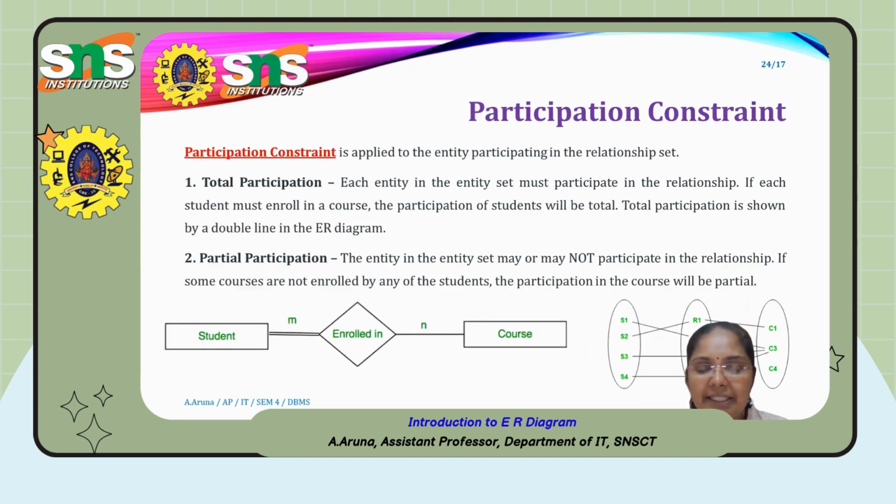The next thing is the participation constraint. Here, either total participation or partial participation can take place. That is, a student can enroll in a single course or many courses. Many students can enroll in a single course or many courses. Here, all the students can participate, or sometimes partial participation can take place. This is the participation constraint.